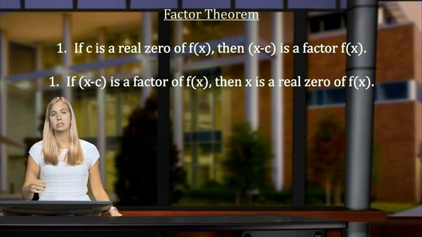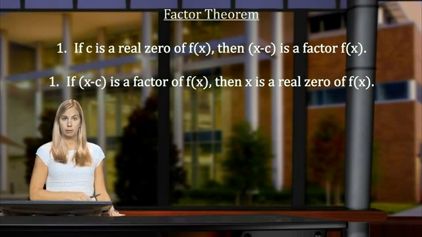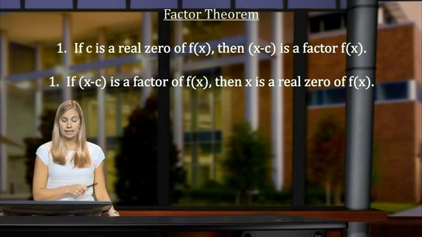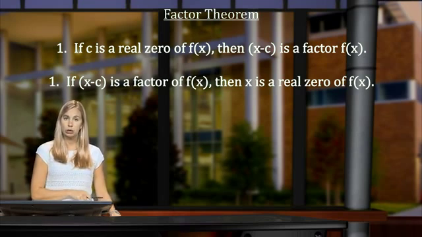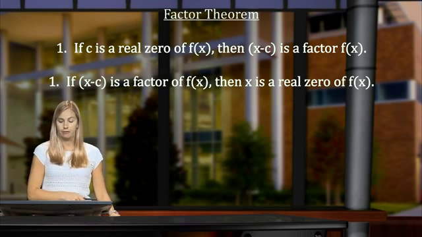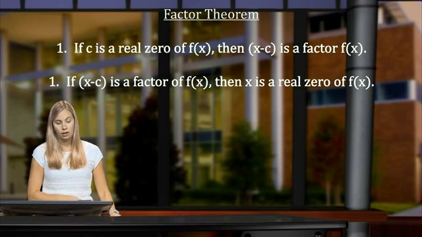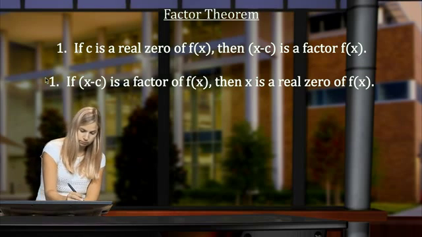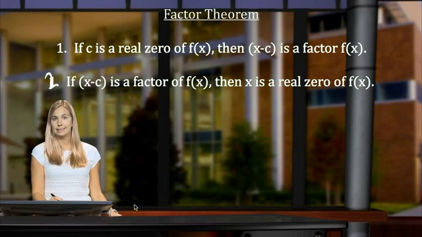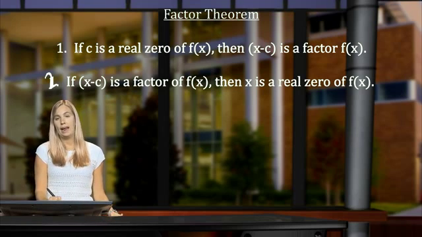When we talk about the real zeros of a polynomial, the factor theorem comes up. The factor theorem says two things. The first thing it says is that if c is a real zero of f of x, then x minus c is a factor of f of x. It also says, this should be a 2, that if x minus c is a factor, then c is a real zero of f of x.